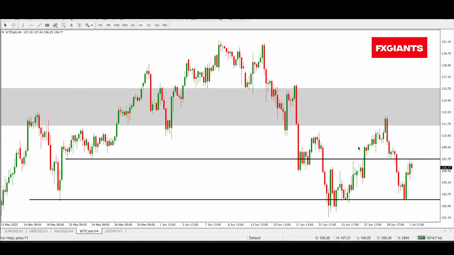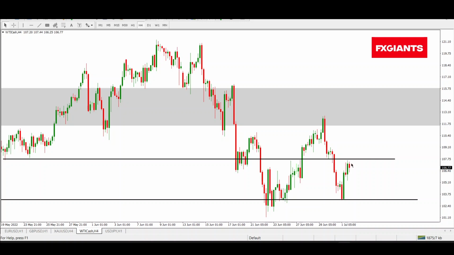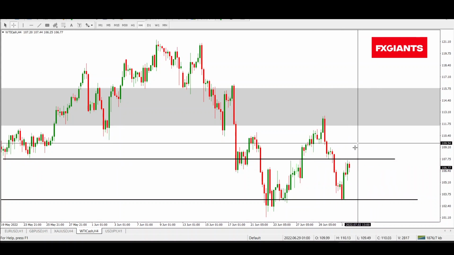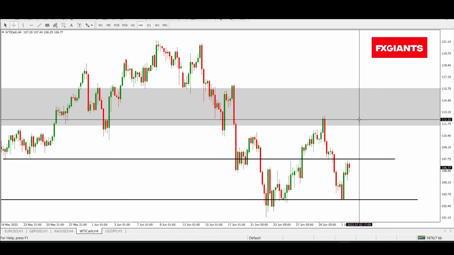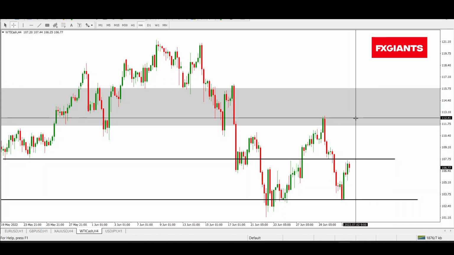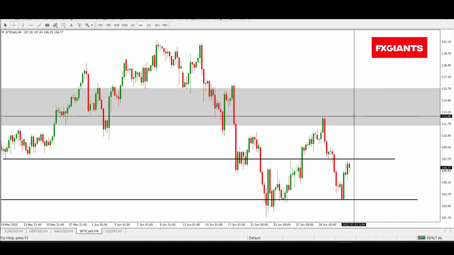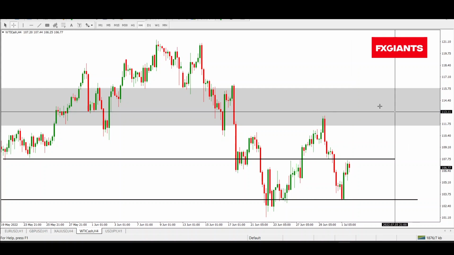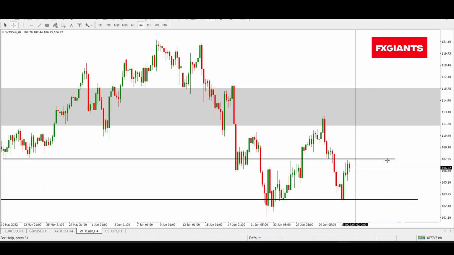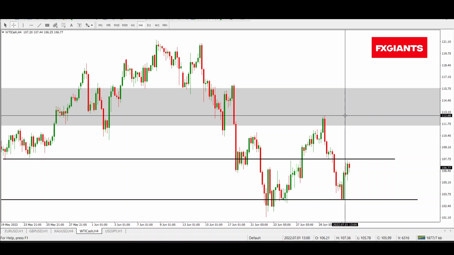If you look at this very clearly, you can see that we have a support here which acted as a resistance as price has come into that zone. So price can react off this zone that I've marked out with this black trend line. That is around 107 points. And if price doesn't react from this region, price can still retrace back to this previous resistance marked up here. But as long as price does not break above 112.60, we remain bearish. Our bias remains bearish until price breaks above this zone.